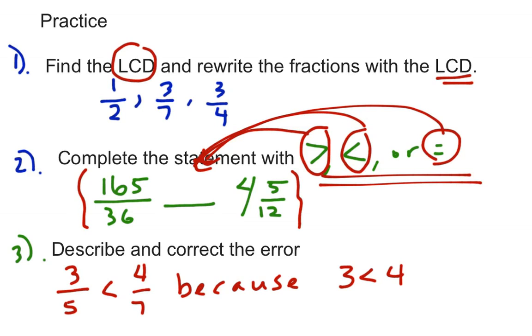And then the third one, describe and correct the error. 3/5 is less than 4/7 because 3 is less than 4. What did they do wrong? What should they have done correctly?